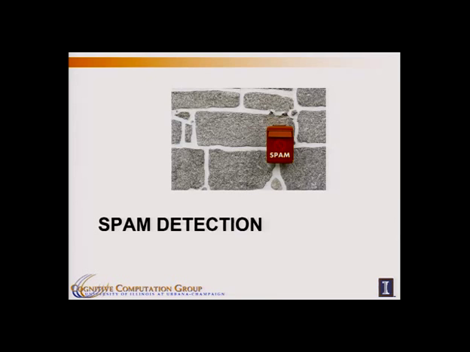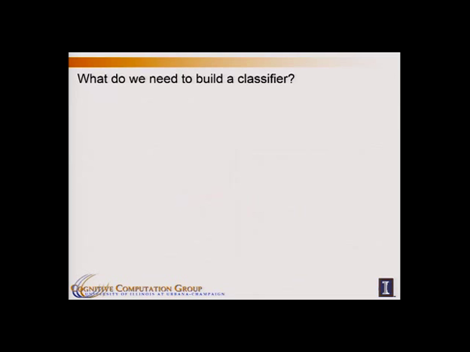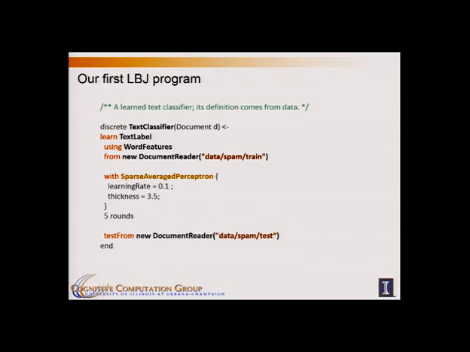Okay, this might be a better example. That is just what I said. When we want to build a classifier, we need those things. We need annotated documents as training data. We need a representation of the feature, of the label, and of the data. And we also need to specify our learning algorithm. Here we're talking about supervised learning, although I think the package also supports some other settings.